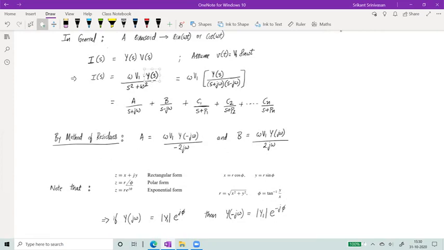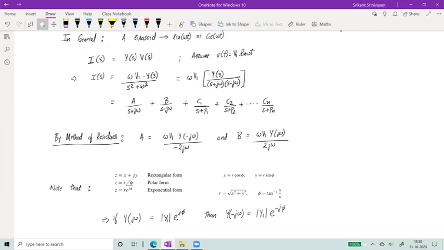So if we follow the method of residues, like what we did earlier, what would I do? First, I want to find the value of A. To find the value of A, I should multiply the I of s with s plus j omega so that this s plus j omega term is cancelled out. And once it is cancelled out, I should put in the value s equal to minus j omega into the remaining terms.